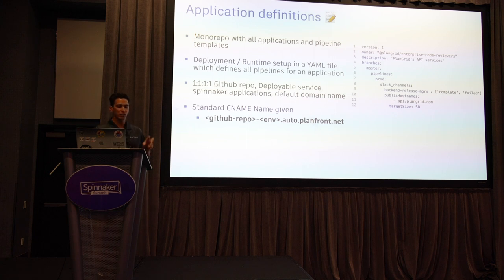And then we have a single Jinja template that these YAML values get pushed into, and we take that template and put it into Spinnaker. So deployment runtime, all defined in that YAML interface. And we have a one-to-one-to-one mapping of GitHub repos, deployable web services, and a default domain name. So if I create a GitHub repo that's my app, and I create a my app YAML file in this Spinnaker configuration monorepo, I'll see a my app application with whatever pipelines I config in Spinnaker. And we give everyone a standard CNAME, basically your repo name, your env, and then an r.plangrid postfix.